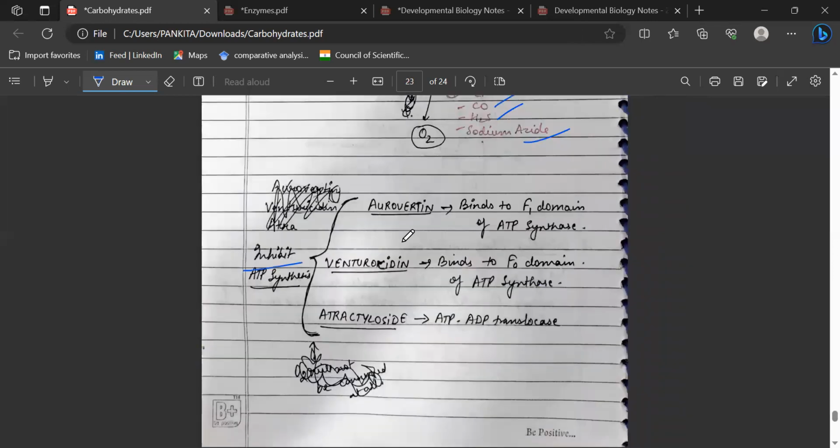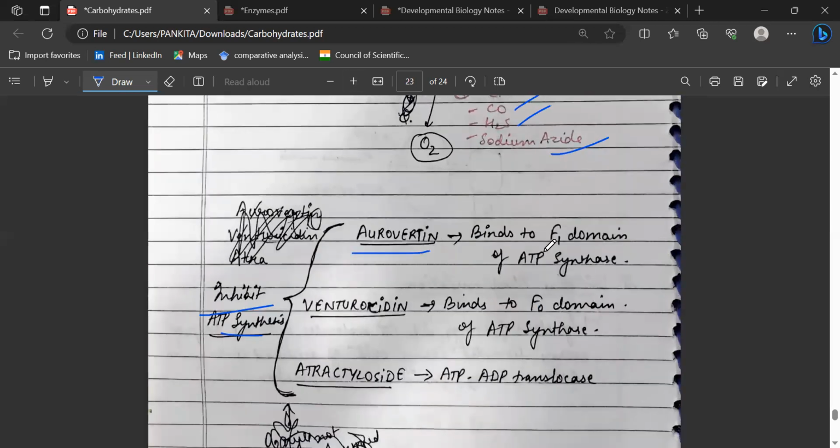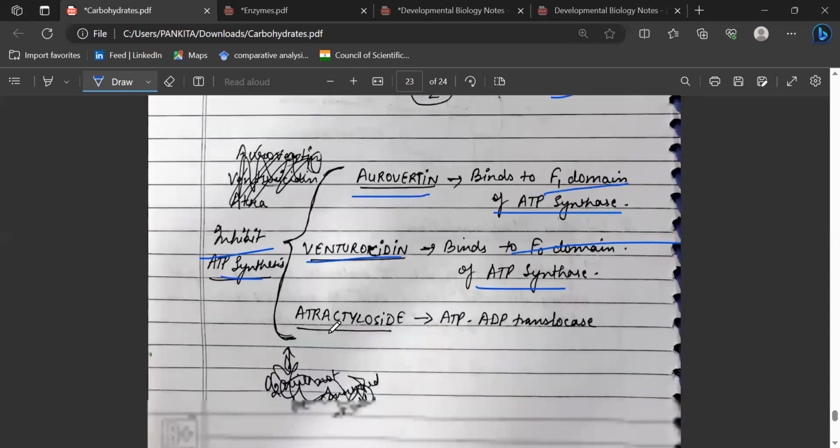ATP synthesis is inhibited by these. First is aurovertin. It binds to the F1 domain of ATP synthase. Then there is venturicidin. It binds to the F0 domain of ATP synthase. Then we have atractyloside, which inhibits ATP-ADP translocase.